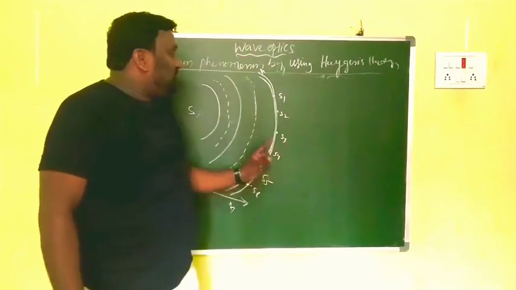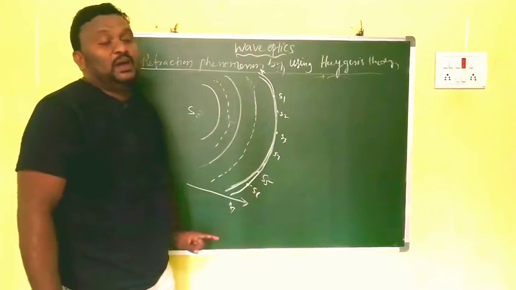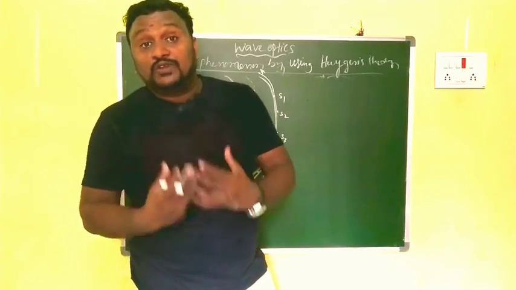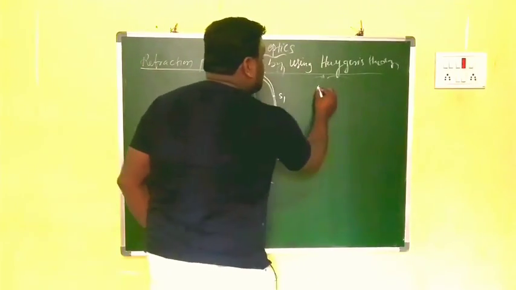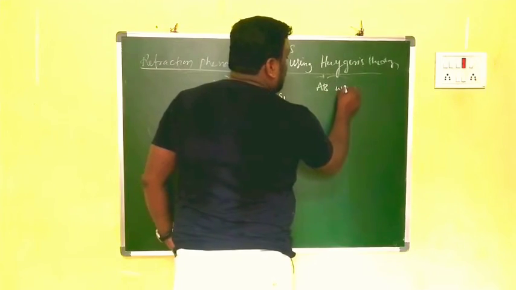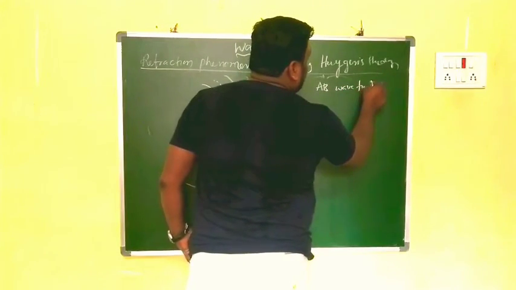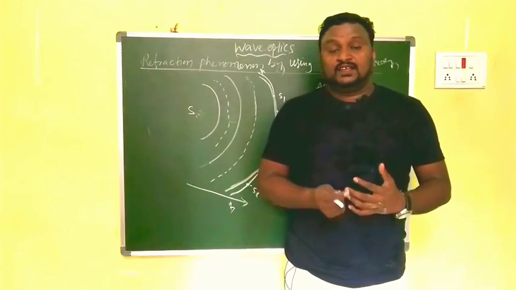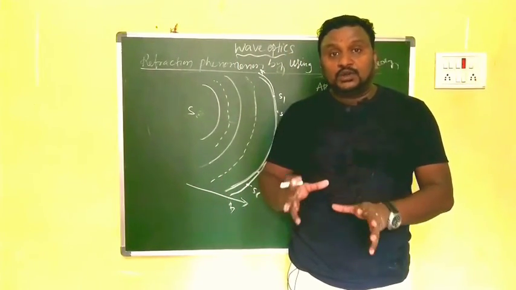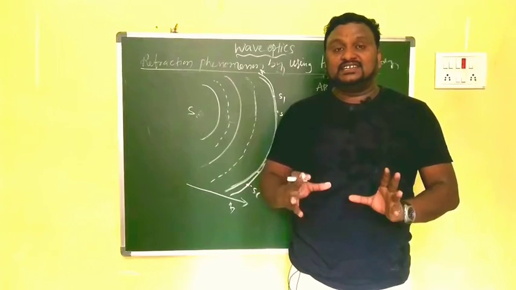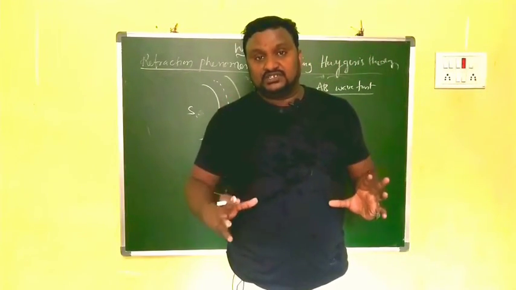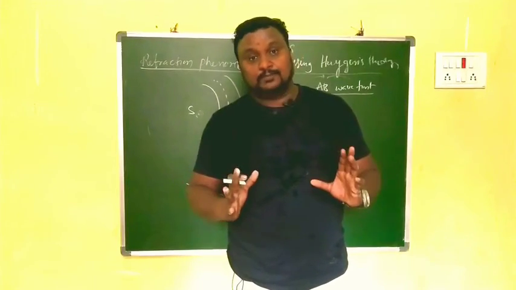Now the locus of all the points which have the same phase of oscillation should be called the wavefront. That's why AB is what we call a wavefront. According to Huygens, the locus of all the points which have the same phase of oscillation should be called a wavefront.